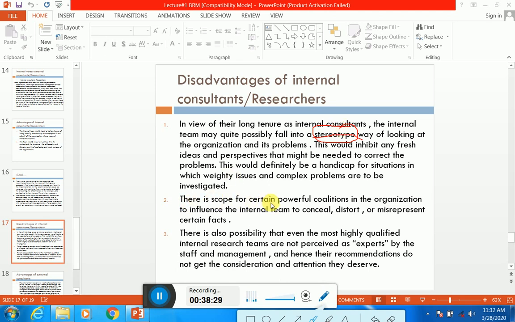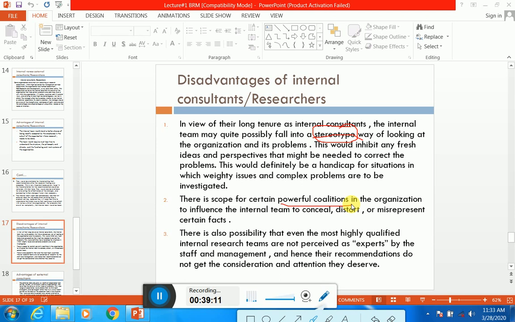Second, there is a scope of certain powerful coalitions in the organization to influence the internal team to conceal, distort and misrepresent certain facts. There is a scope of certain powerful coalitions. These people are an entire group of people. They are connected, they have strong bonds with the people. So sometimes there is also a possibility that just because of the informal relationship, the forces within the organization apply pressure just to conceal the facts.